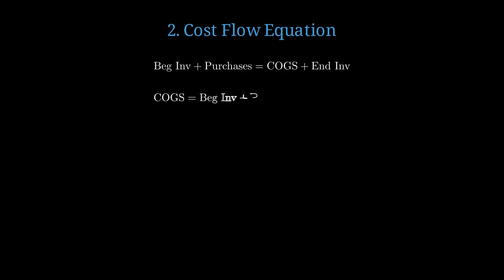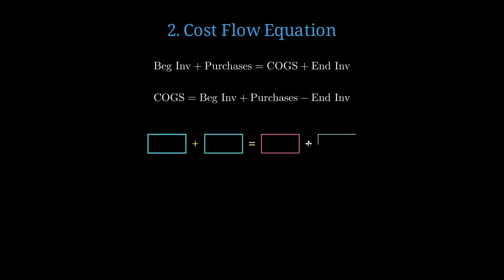The fundamental cost flow equation links beginning inventory, purchases, and ending inventory. Beginning inventory plus purchases equals cost of goods sold plus ending inventory. Rearranging this equation, we calculate cost of goods sold as beginning inventory plus purchases minus ending inventory. This visual shows how the four components relate.